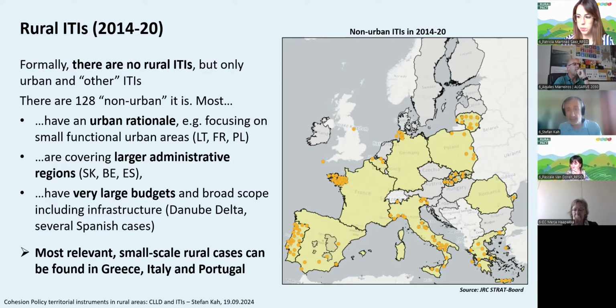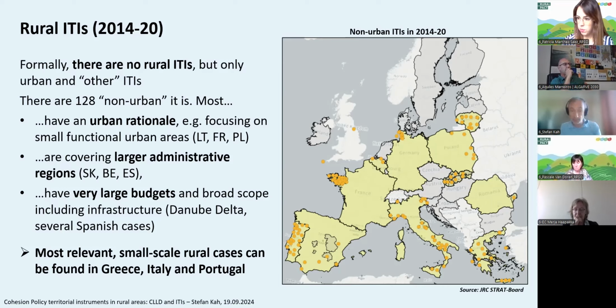And finally, we have some that are just really large in territorial and financial scope. The Danube Delta in Romania is indeed a rural area, but it includes a major medium-sized city, and it has a budget of well over 1 billion euros. It's a completely different thing, so that's maybe not that relevant. Or several of the Spanish cases, with a multi-regional scope dealing with maritime issues and so on. So let's exclude these as well.